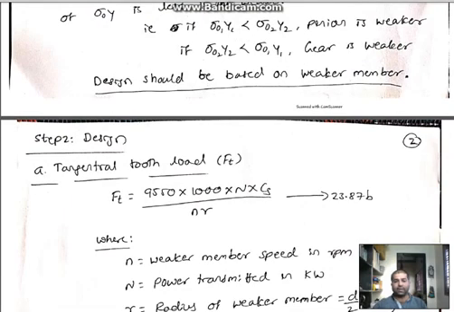That is, if this condition is there, then pinion is the weaker member. If this condition is there, then gear is the weaker member. Design should be based on weaker member.